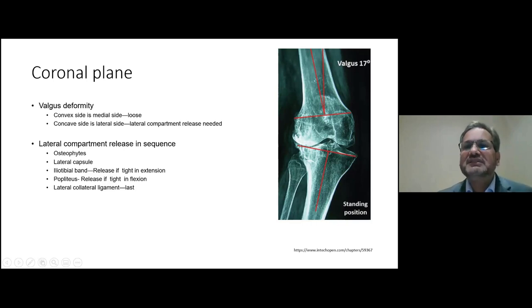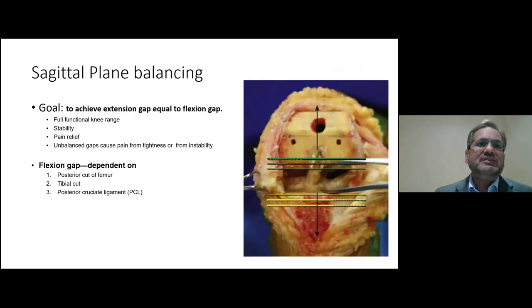If you release the lateral collateral ligament, do it subperiosteally from the femoral side, and don't try to detach it. Some people advocate detaching it and putting a screw here. If you do that, the best is to do a constrained knee. So sagittal plane balancing, which is actually the flexion and extension gap, has to be symmetrical and equal.